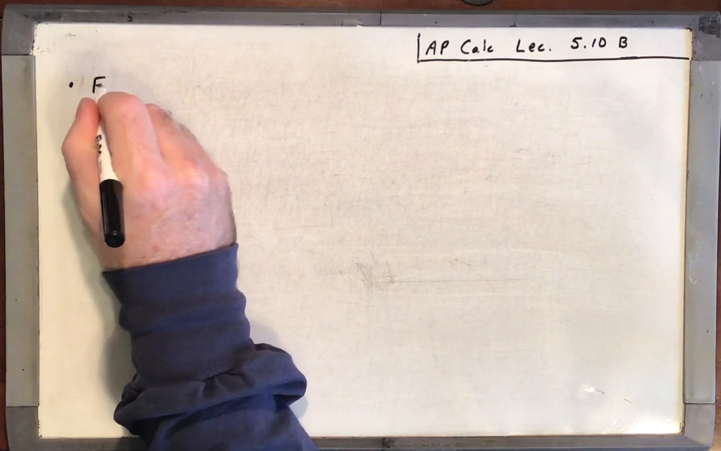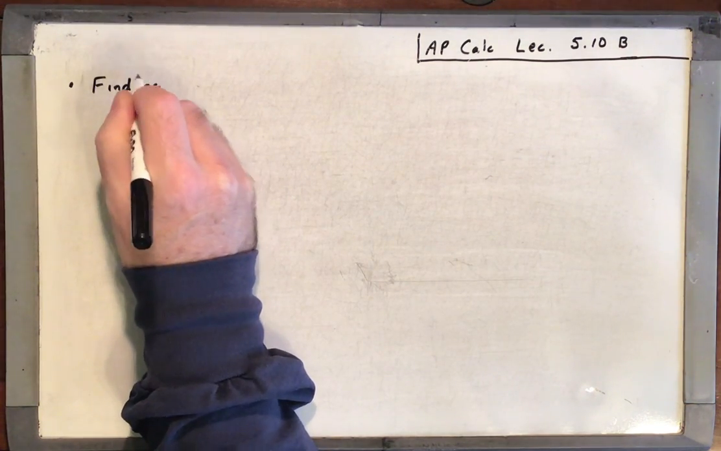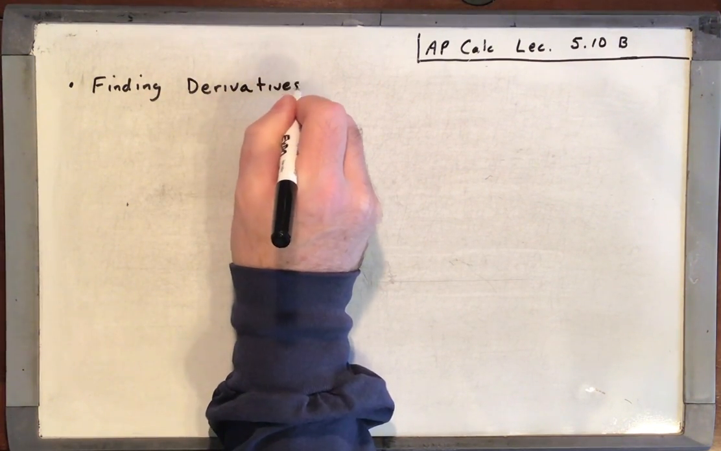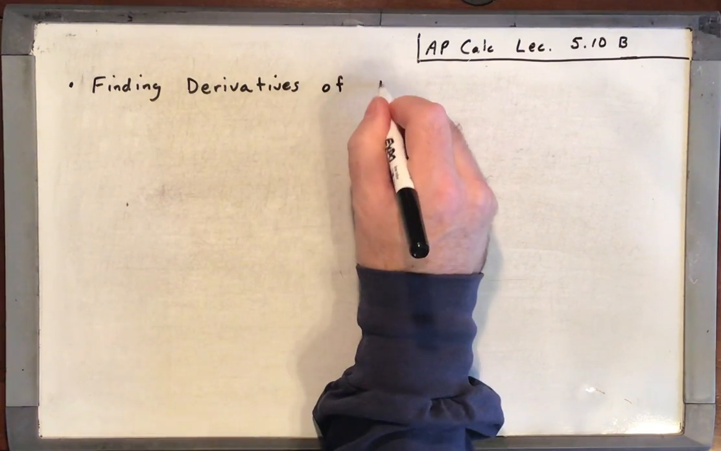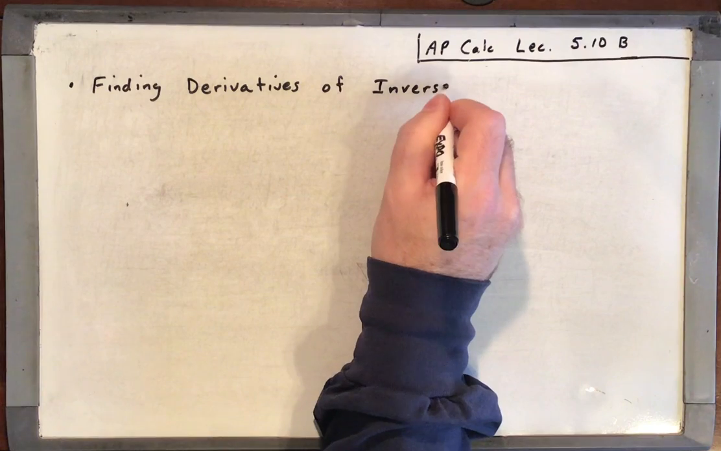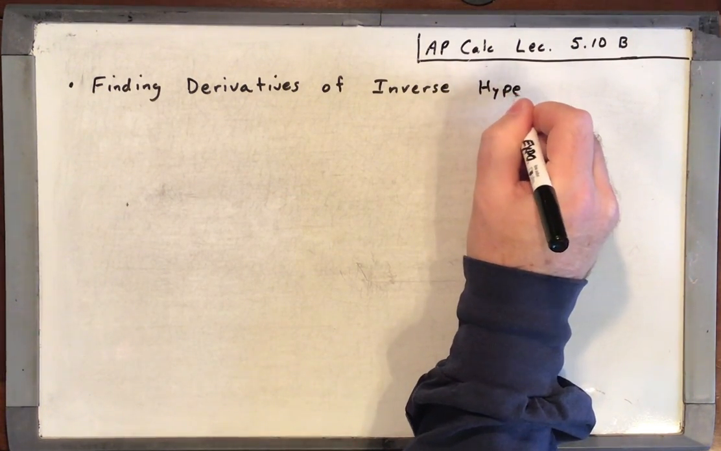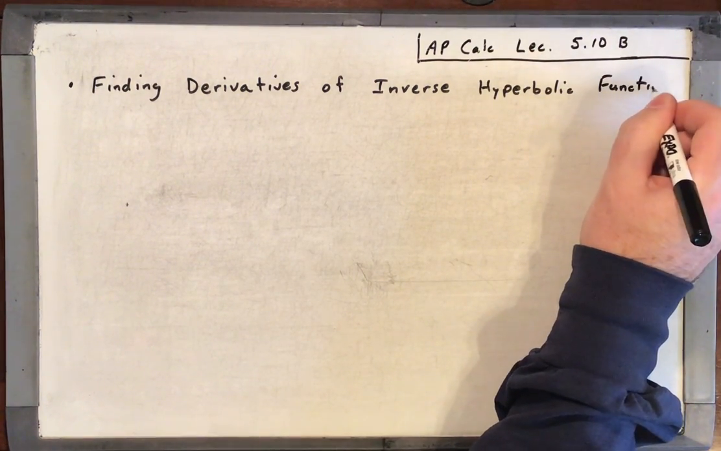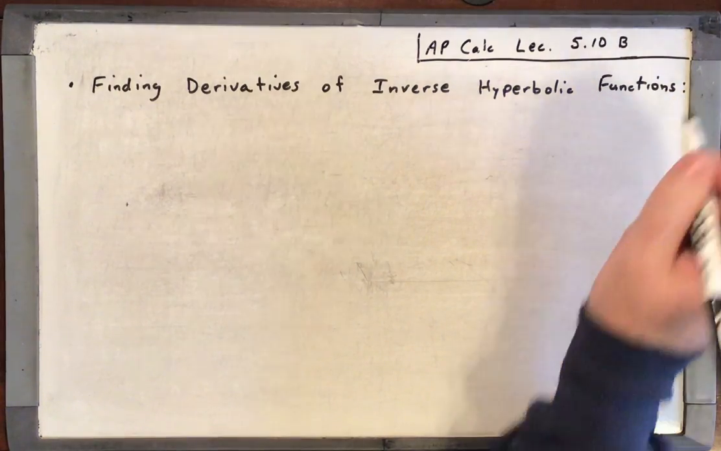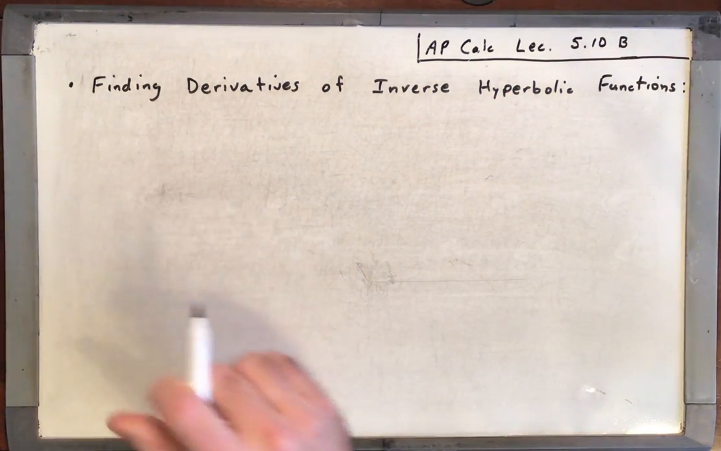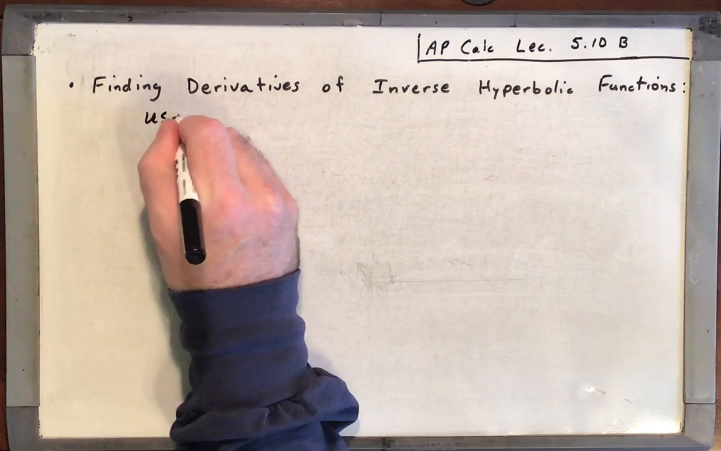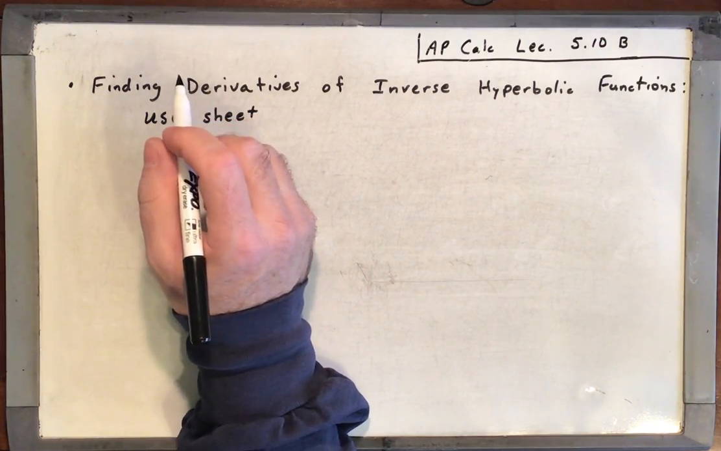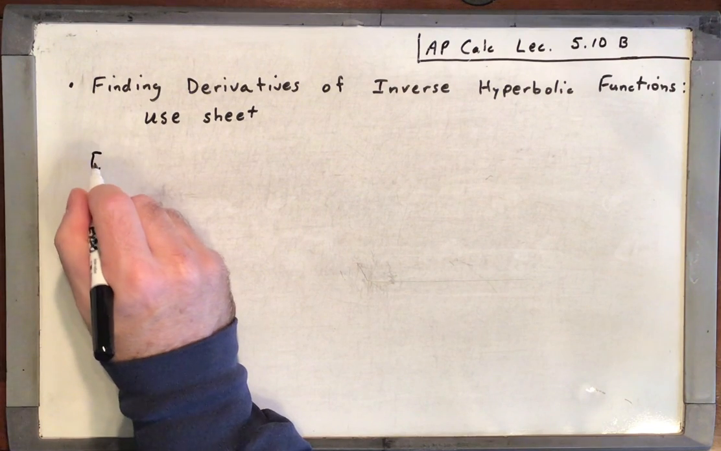Finding derivatives of inverse hyperbolic functions. Goodness, that would be like, you know, we've been doing arc sine, arc cosine. Well, there's inverse hyperbolic as well. So you're just going to use the sheet. So it is a plug and chug kind of thing. So one example should do the trick.